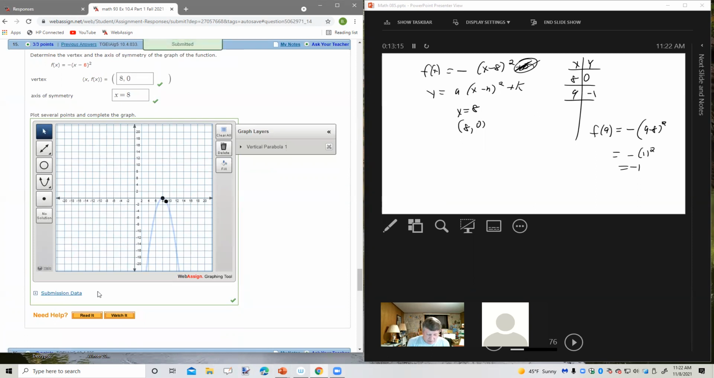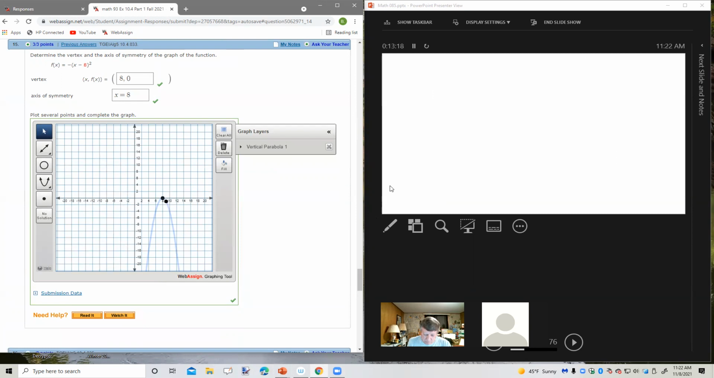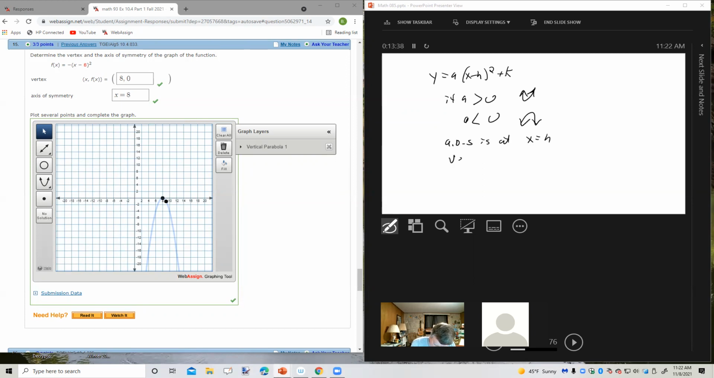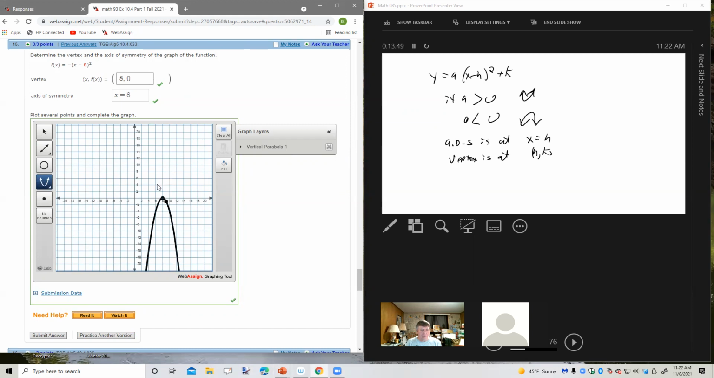All righty. So just a quick review. When we have something of y equals a times (x minus h), the quantity squared, plus k: if a is greater than 0, the parabola opens upwards. If a is less than 0, the parabola opens downwards. The axis of symmetry is at x equals h, and the vertex is at (h, k). To graph in WebAssign, click on the parabola till it turns blue, plot the vertex, plot another point, check your points, and then go from there.